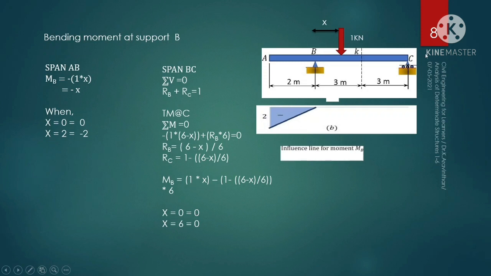If I substitute the value of 6, I will get the influence line at C. I am substituting 6 here, 1 into 6 I will get 6, and 6 minus 6 will be 0, 0 by 6 will be 0, and 1 minus 0 will be 1, 1 into 6 will be 6. So 6 minus 6 will be 0. If I simplify that, I am getting 0 here. So the remaining points are all 0. This is the influence line for bending moment at support B.